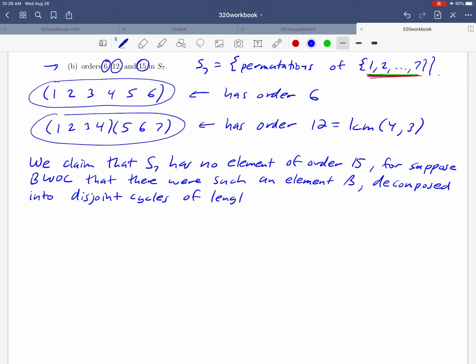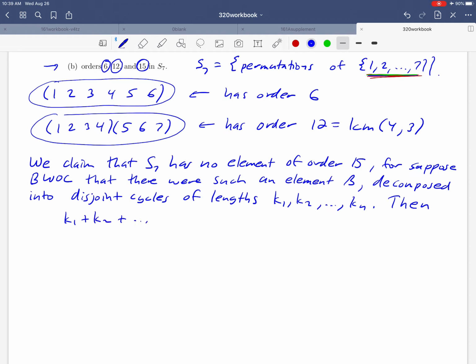Now, the only thing is, we don't know how many cycles there might be, so we kind of have to think arbitrarily here. So let's suppose that the lengths of the cycles are k1, k2, up to kn. We don't know how many there are, so we'll just assume that there are n of those disjoint cycles. Okay, now let's see what has to happen here.